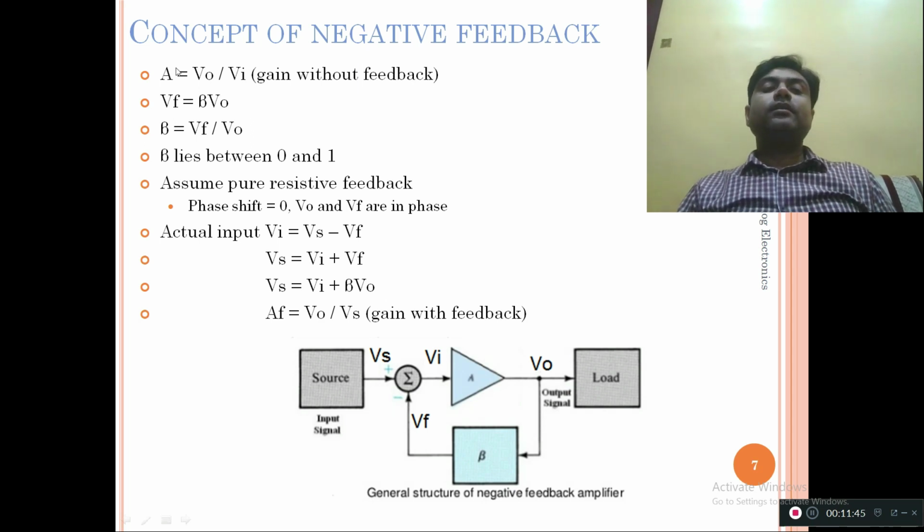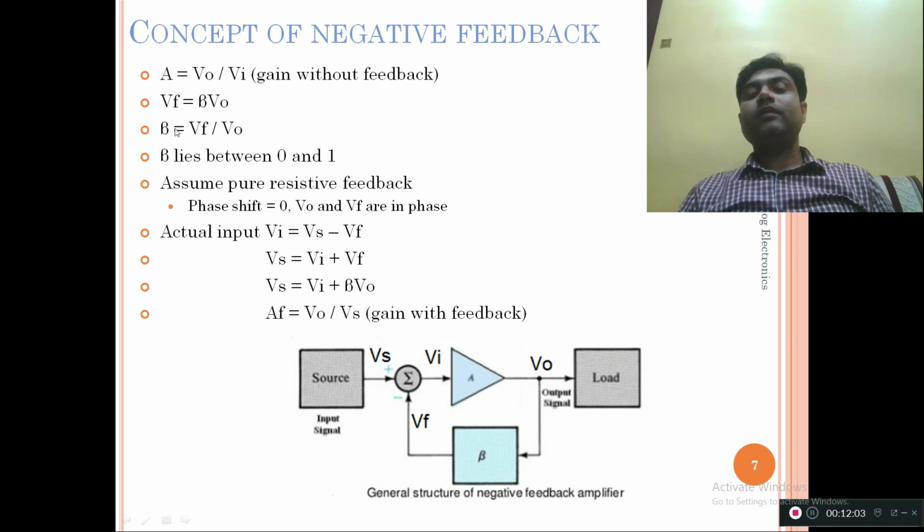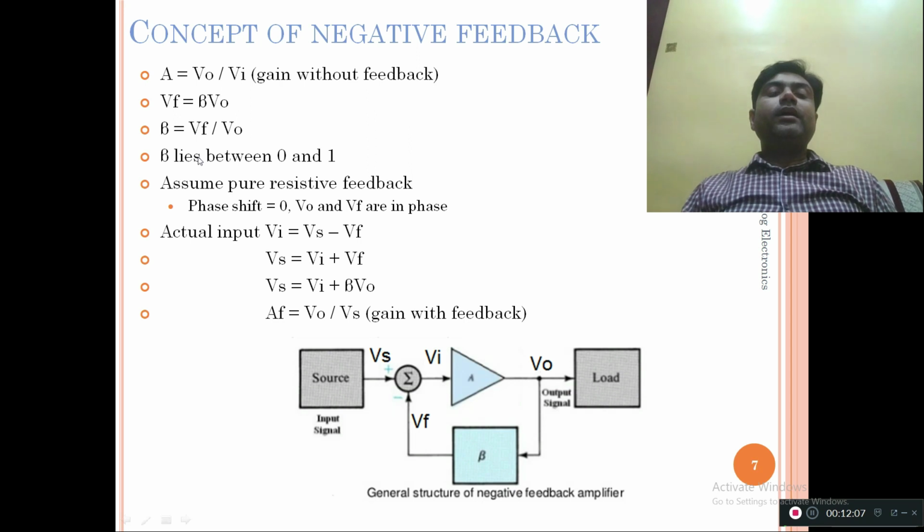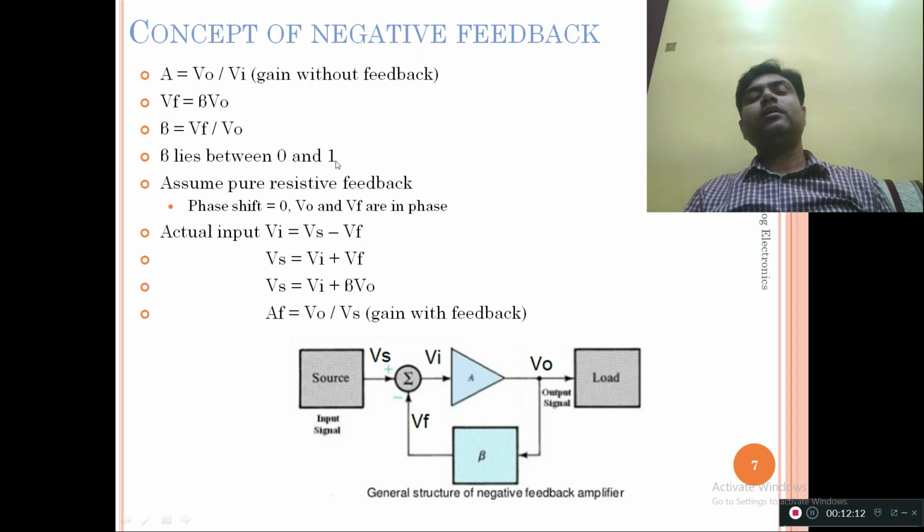So starting with the open loop gain, or gain without feedback, it is nothing but Vo upon Vi. What is the Vf? Vf is the feedback voltage, and feedback voltage is certainly the multiplication of these two values, Vo into beta, where beta is the feedback factor, or we can say that beta is defined as Vf upon Vo. So practically beta lies between 0 and 1, like 0.3, 0.4, 0.5, depending upon the value which we want at the input side from the feedback circuit.